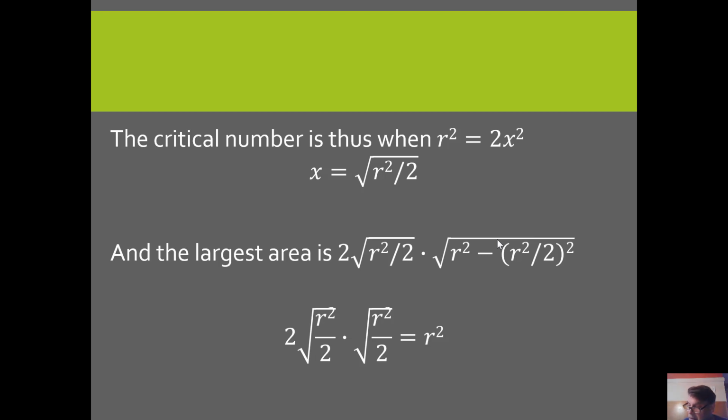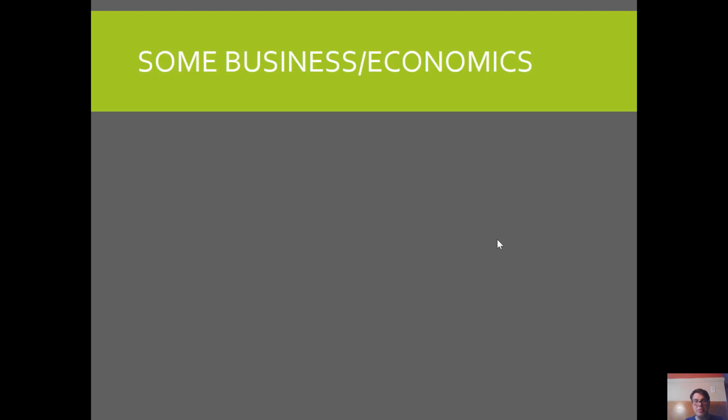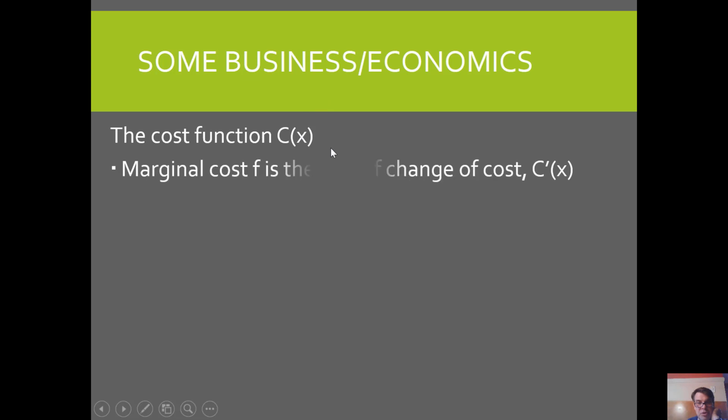Okay, they do tuck in at the end of the chapter some business and economics, and so I'm just going to go through the terms and leave it at that. So we encountered the cost function in chapter 3, I believe it is. Cost function is simply a function that tells you what the cost is going to be per unit sold, and x is the number of units sold. So marginal cost is the derivative of the cost function. The rate of change of the cost is called marginal cost.